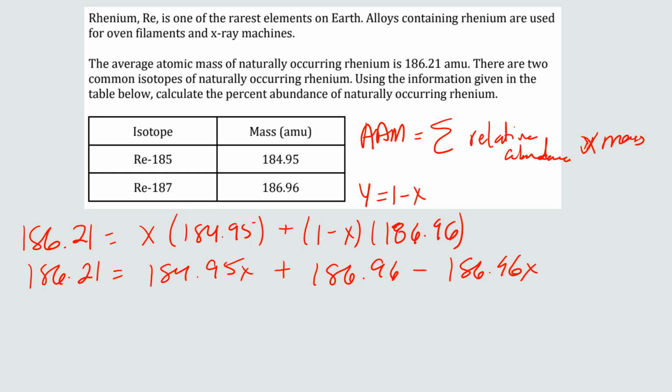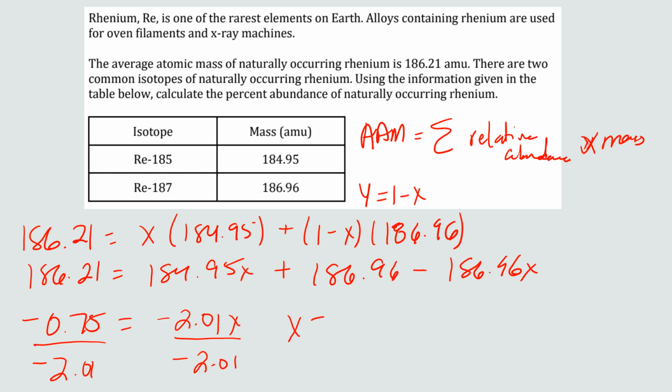So distribute the 1 minus X, get all like terms on the same side. I'm going to subtract 186.96 on both sides to get negative 0.75 equals negative 2.01X. Divide both sides by negative 2.01. X equals 0.373. That means the percent abundance for isotope 185 is going to be 37.3%.